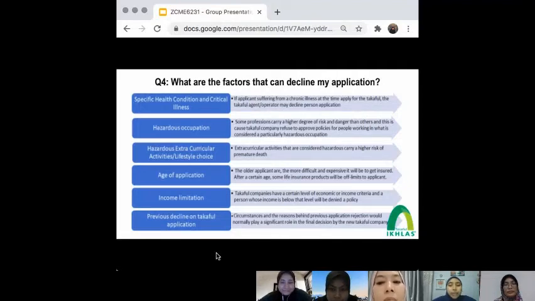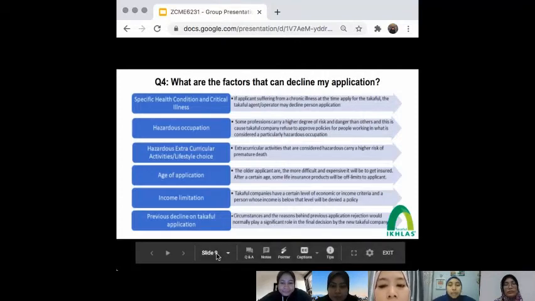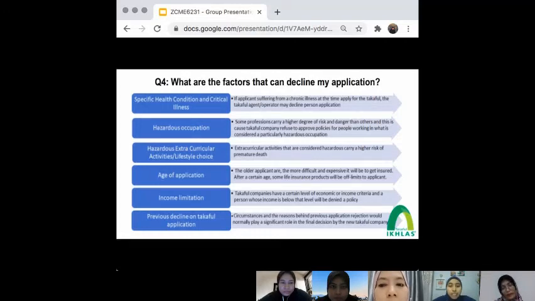Other than that, age during application is also a factor to consider. The older the applicant, the more difficult and expensive it will be to get insured. So after a certain age, some life insurance products will be off limits to applicants. According to our group's chosen product, IKHLAS Value Term Takaful, it's already stated that the eligibility to participate in the plan is an age range between 70 to 75 years old.